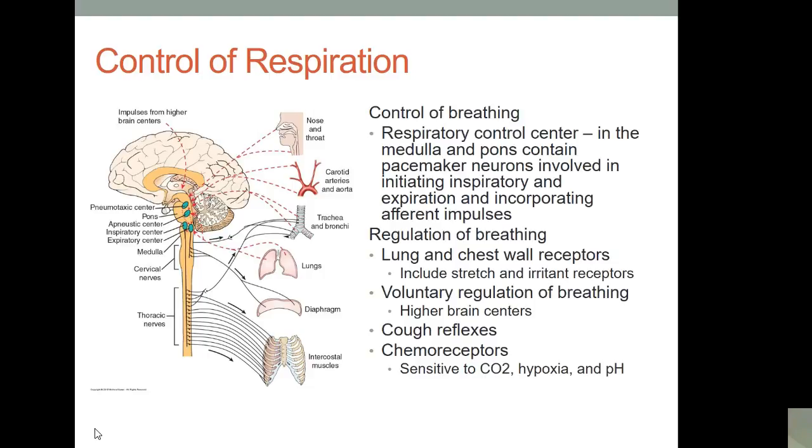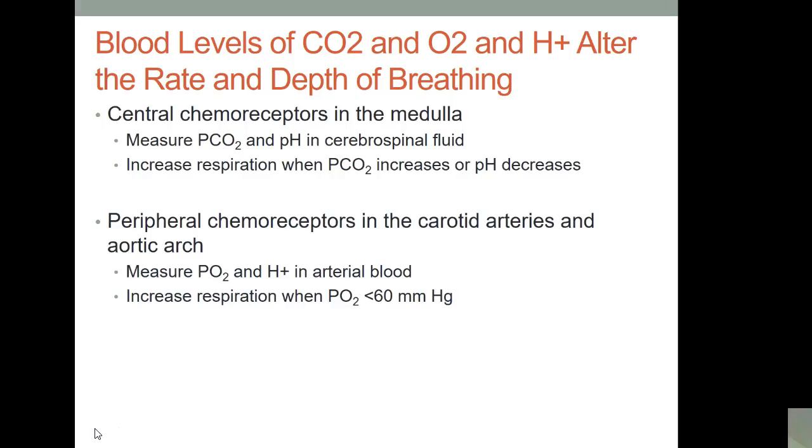Voluntary regulation of breathing, and that's through higher brain centers, so you can choose to hold your breath. You can only choose to hold your breath for so long, and then CO2 will build up so much that you will be forced to take a breath. There's various cough reflexes that are going to help to keep the airways clean. And then we have chemoreceptors, and these chemoreceptors are sensitive to high levels of CO2, low levels of oxygen or hypoxia, and pH. So let's look at some of these.